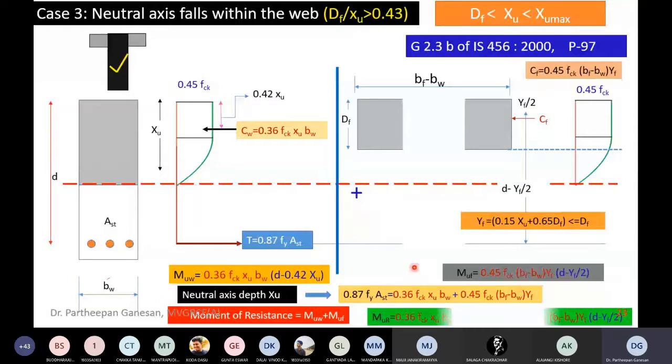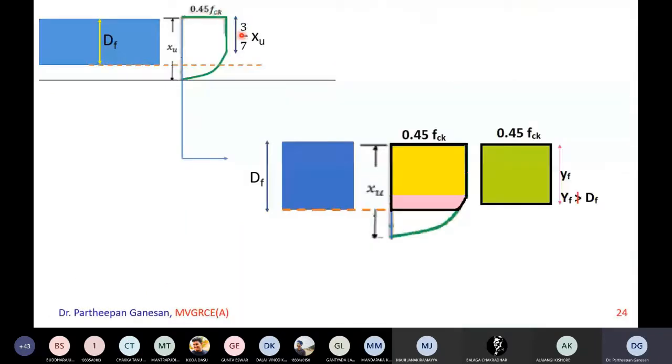Now I am going to tell you what that Yf and Df are. See, this was your thickness of flange, right? Now here you have a rectangular part of 3/7 xu or 0.43 xu, and you also have this parabolic part. This is marked here. This is your total xu. This is your Df, and this contains the 0.45 fck stress. This is the stress, and this one.